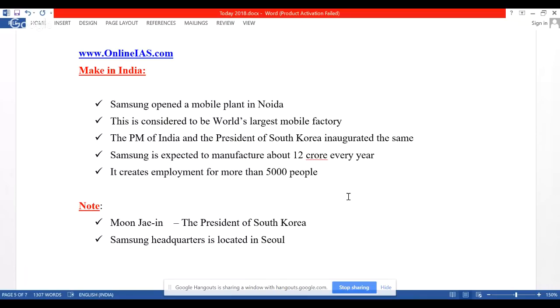Look at the names, please. Moon Jae-in is the name of the president of South Korea. And in some of the examinations, maybe banking, maybe SSC, there may be some questions like, where is the headquarters of Samsung? It is always there in the news. Most of you must be using this mobile. And the headquarters is located in Seoul, the capital city of South Korea.